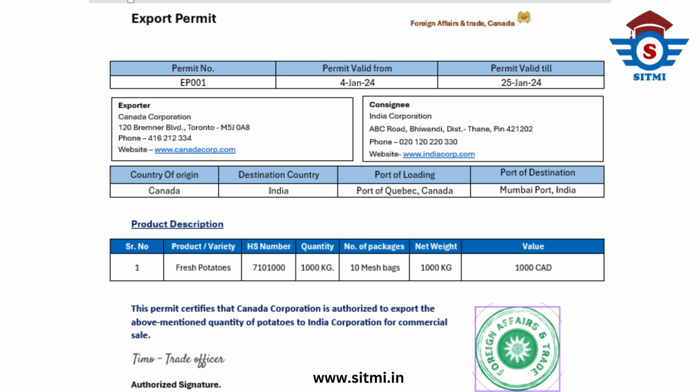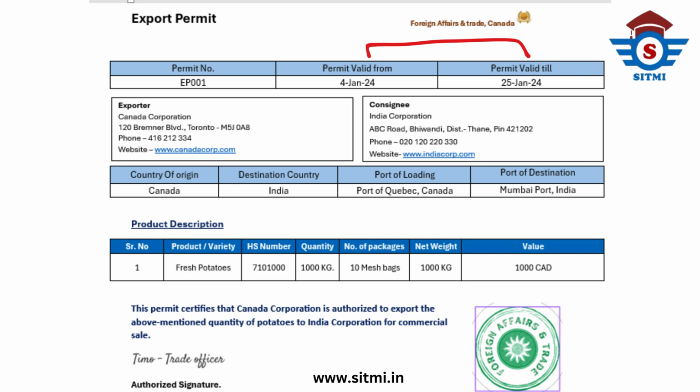The fifth point is a validity period. The export permit may specify a validity period, indicating the duration for which the permit is valid. This ensures that the expiration occurs within a specified time frame and helps control the timing of exports.